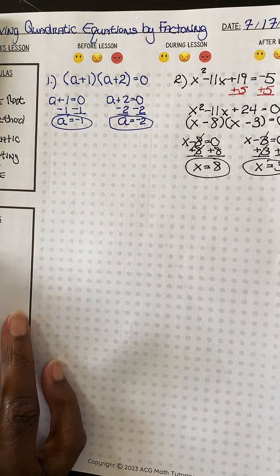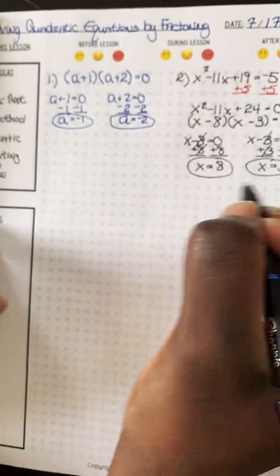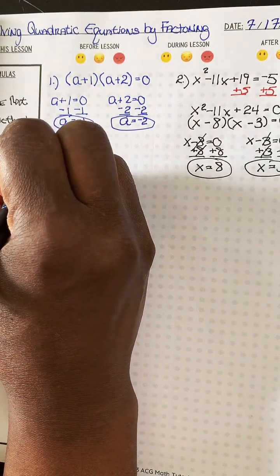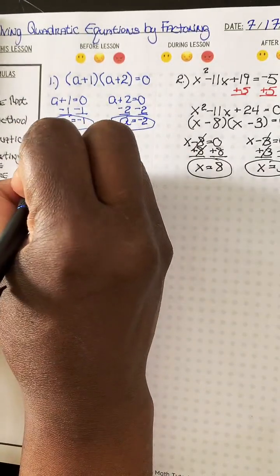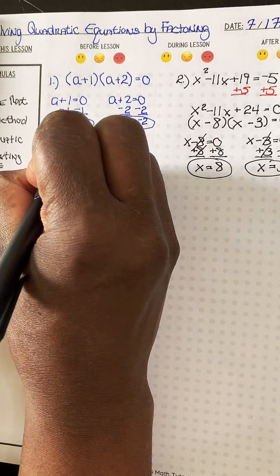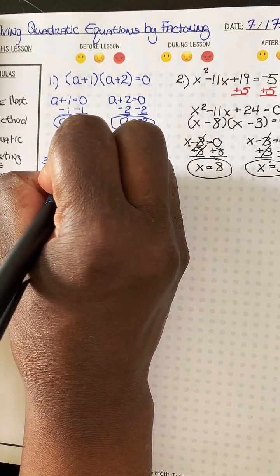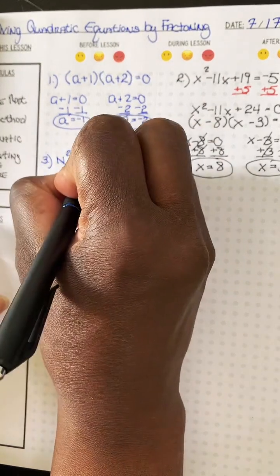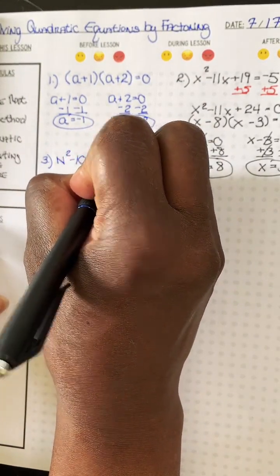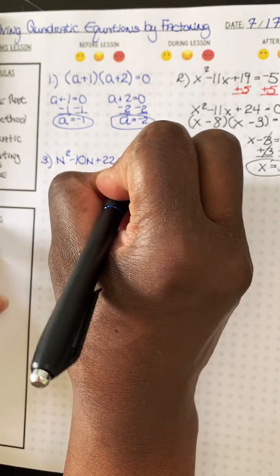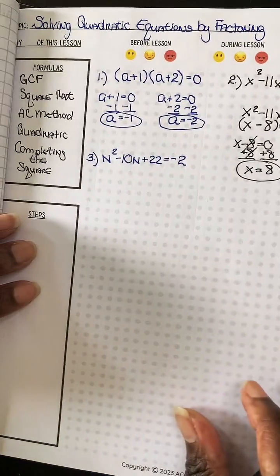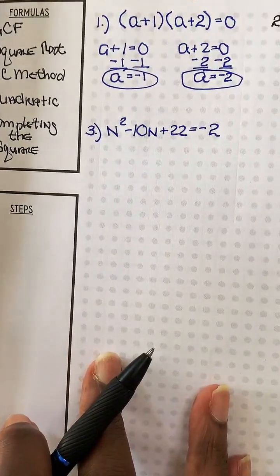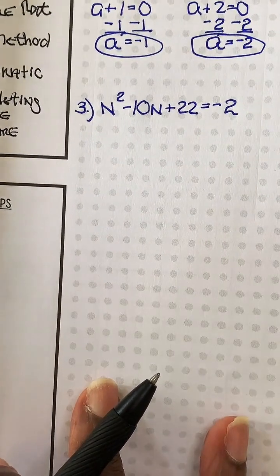All right, so I want you to try this one. We have n squared minus 10n plus 22 equals negative 2. So I want you to tell me, what are my solutions?